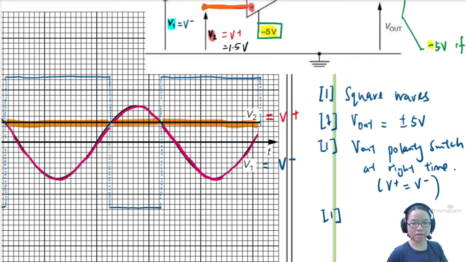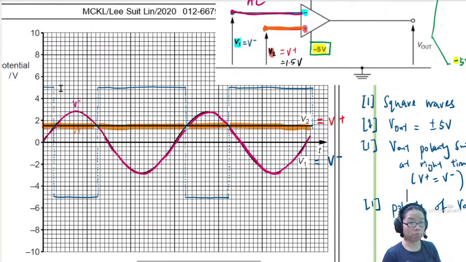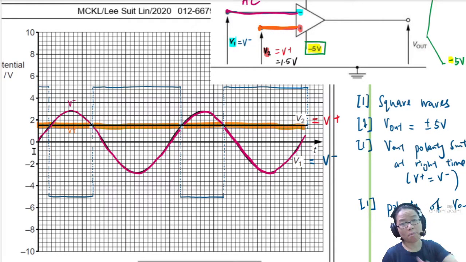And the fourth and final mark is the polarity of V out. So this means, like here, this part is supposed to be positive. If you draw negative, you will lose one mark. If you switch over at the correct place, then okay. Alright, so this is actually a very generous one. So whenever they ask you to draw some output for an operational amplifier, it's 4 marks for not quite a lot of work if you actually understand what is happening. Basically, what we're doing is we're comparing.